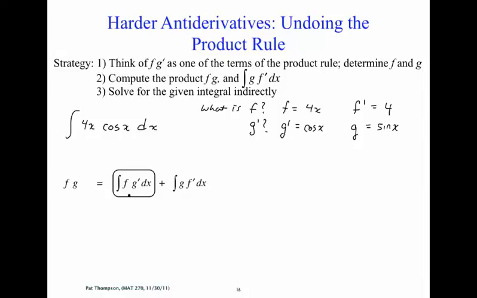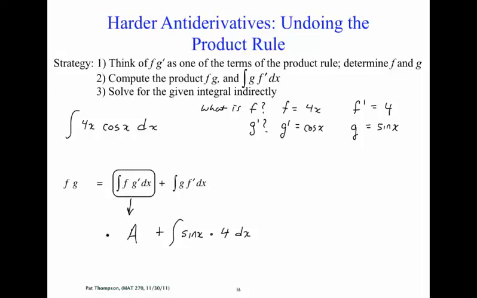So this is what we're trying to solve for, so we'll call it A for answer, okay? A for answer. Plus integral of, what's g? Sine x, f prime, 4. So here's the question that can help us know if we've chosen correctly at the beginning. Is that an easier antiderivative? Can we do that pretty easily? Yeah, 4 sine x. That should feel very comfortable. We like that a lot better than x times cosine x.